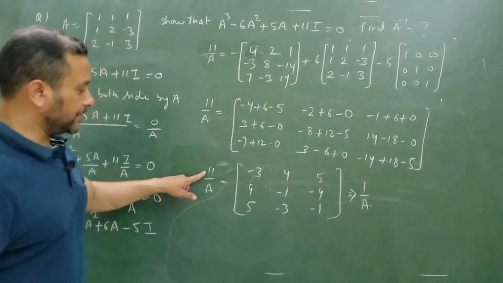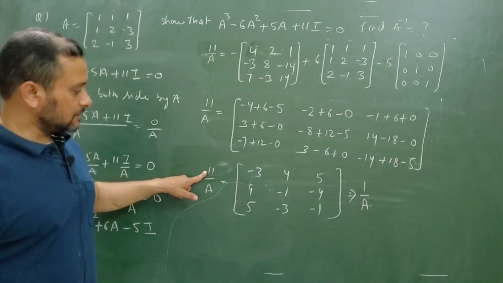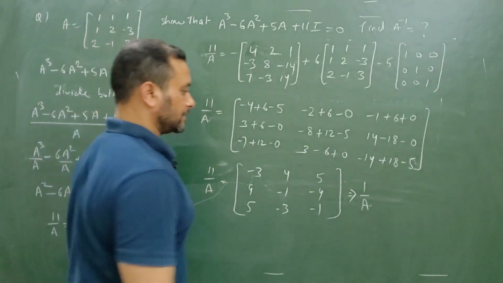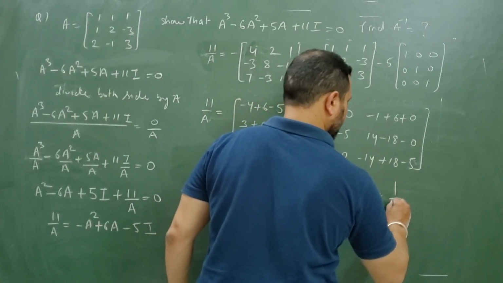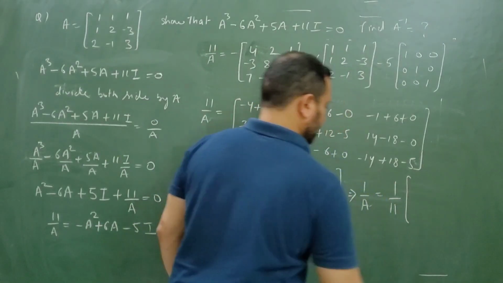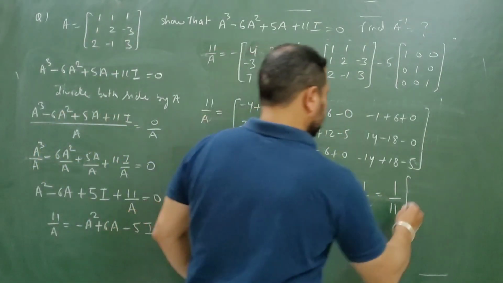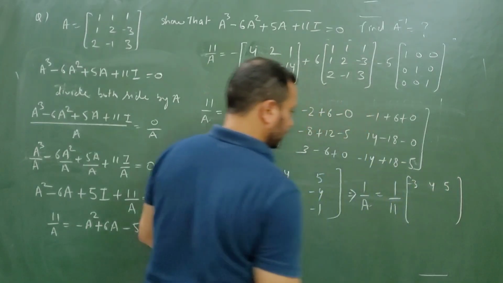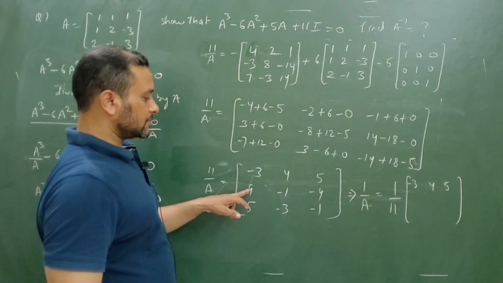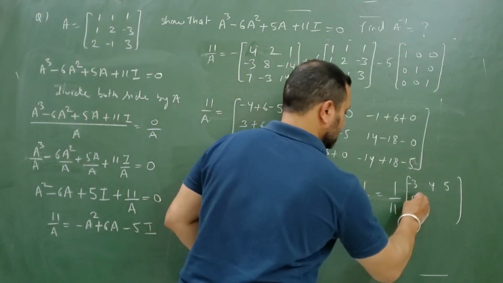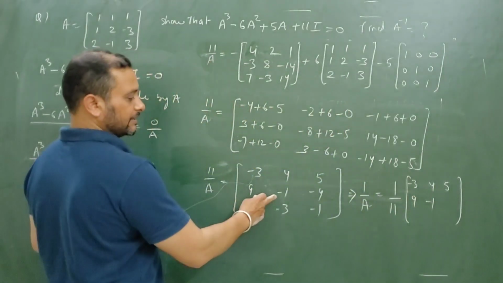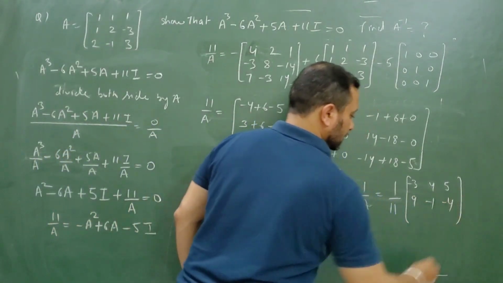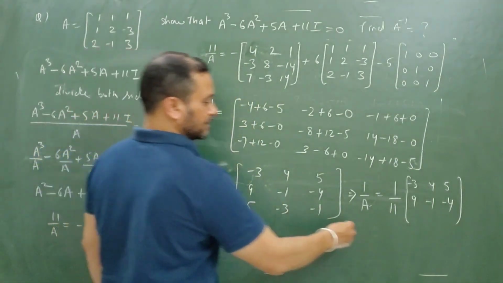In the last, we'll take this 11 to the denominator of the other side, and the remaining matrix is -3, 4, 5. This is -9. This is 9, -1, -4, and the 5, -3, -1.